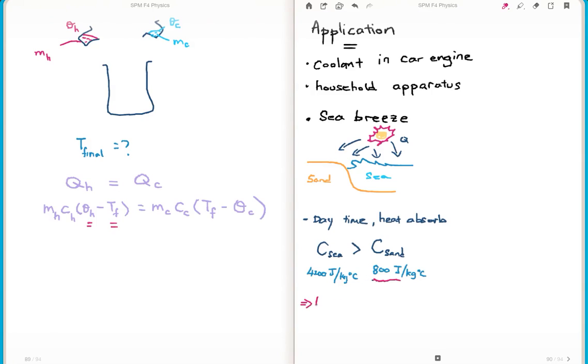The land will be warmer than the sea. Definitely, for sure, isn't it? Because of these two values. The specific heat capacity of the sea is greater than the sand. So therefore, the temperature increases faster in the land, inland. Temperature is higher in the land. So what happens to the air near the surface of the sand that is hotter?